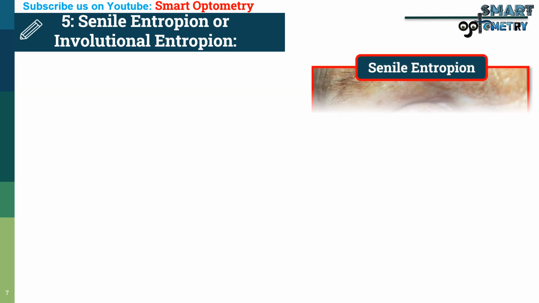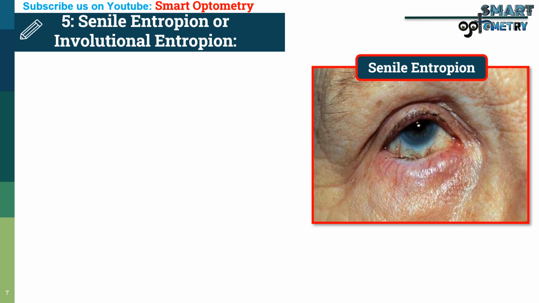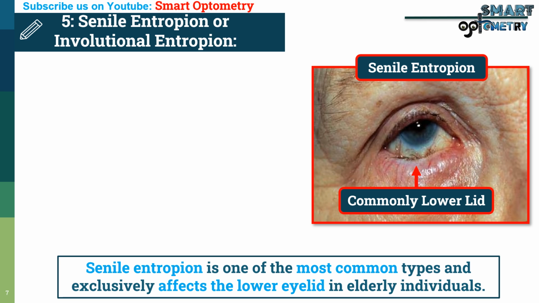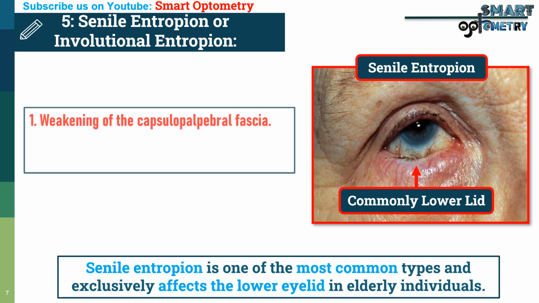At last, senile entropion or involutional entropion. Senile entropion is one of the most common types and exclusively affects the lower eyelid in elderly individuals. Its development is linked to factors such as 1.